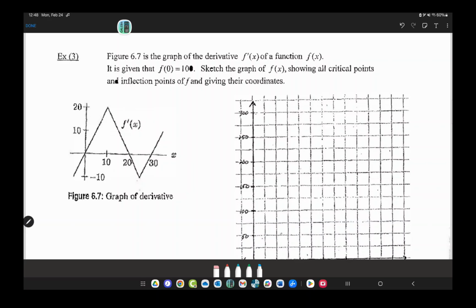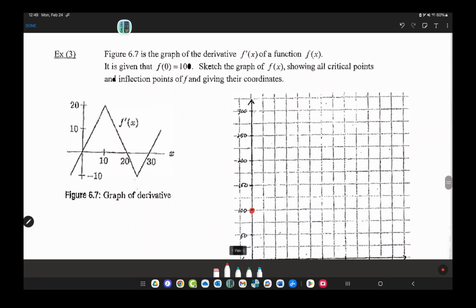All right, so example 3, next page, figure 6.7 is the graph of the derivative f prime, the same thing. This time we're starting at 100, starting here. Sketch the graph, with all the critical points, inflection points, and given coordinates. Again, right here we have a net change of, this is 10, this is 20, so 100, right? What happened? 10 times 20 is 100.